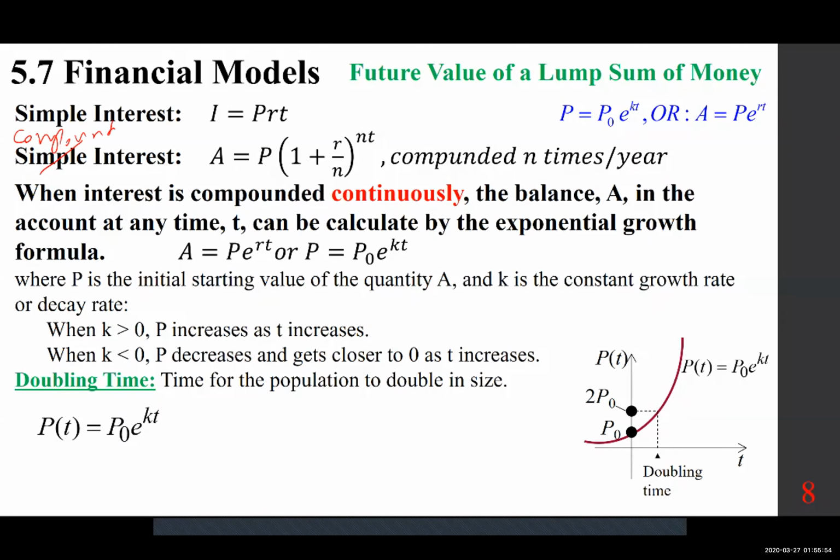A equals P times (1 plus R over n) to the power of nt, compounded n times per year. Now, for example, when we say annually, n equals 1. Semi-annually is 2, quarterly is 4, monthly is 12. So we know what n is.